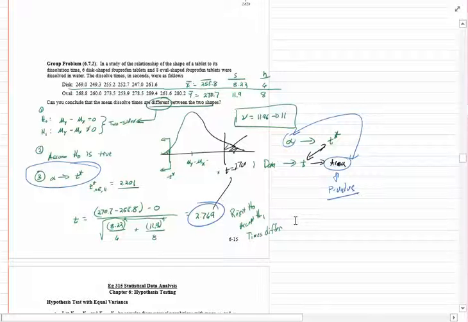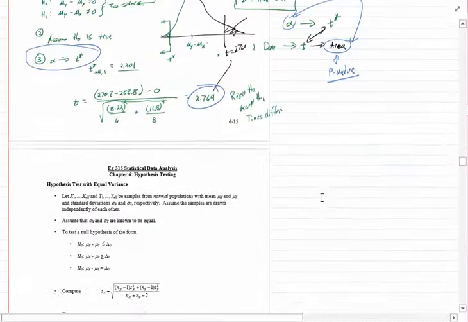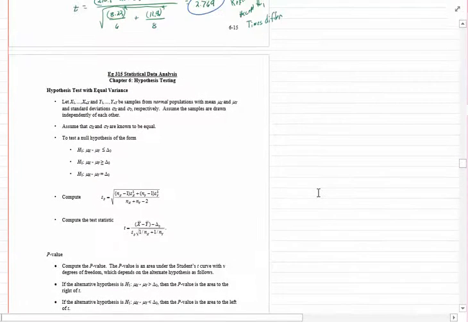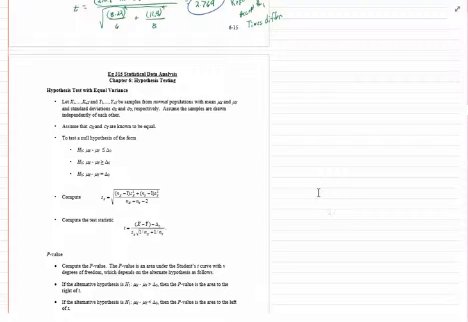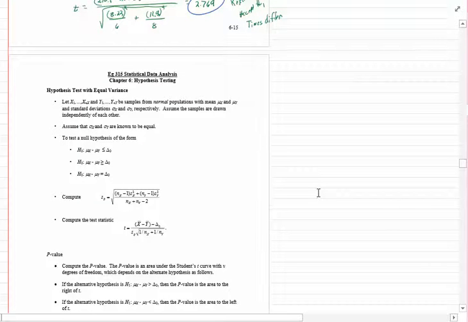Okay, this is where we left off. We finished that group problem here. And we're just going to continue on with going through the hypothesis testing in the same cases that we did for confidence numbers. So we did hypothesis testing on a mean, on the difference between two means. We looked at large samples and small samples.